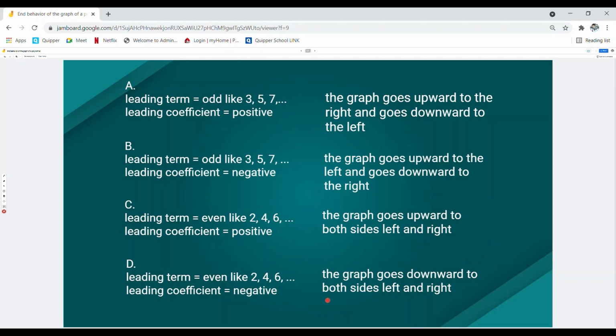I hope it gives you an idea and you learn something, so that when you encounter graphing polynomial functions, you already have an idea of what your graph looks like.